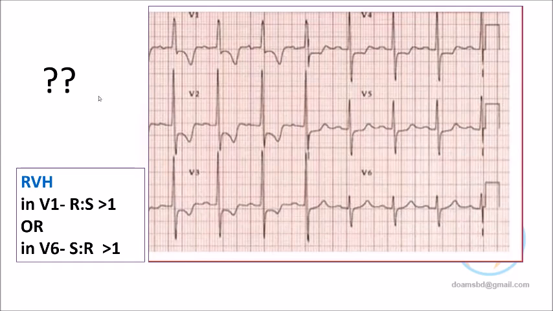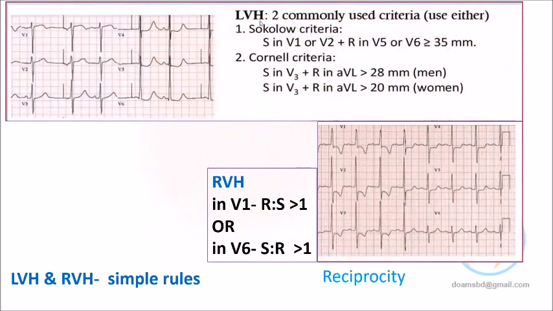There may be many difficult or complicated calculations by the cardiologist and others. But for general practitioners like us and you, it is enough to say this, and we can go for the echo, and echo will tell everything. Now compare LVH and RVH that we have shown before. Two commonly used criteria are the Sokolow criteria and the Cornell criteria. Anyway, we follow this one: S in V1 or V2 plus R in V5 or V6 more than 35 millimeters is suggestive of left ventricular hypertrophy.